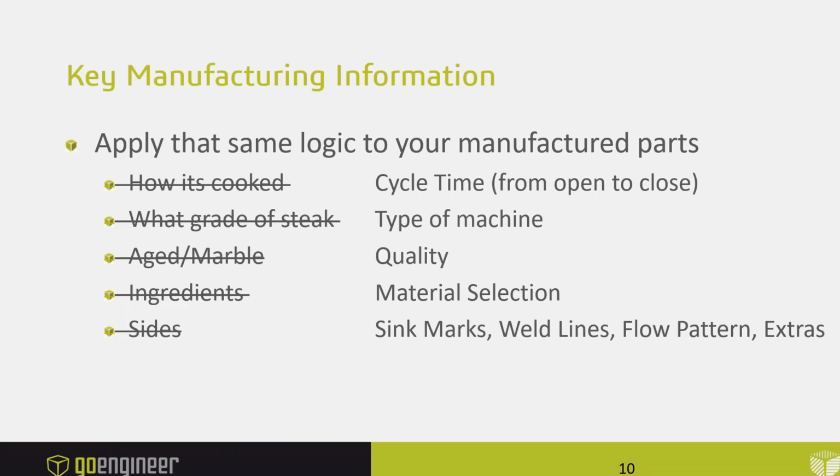So if you apply that same logic to your manufactured parts, well, instead of how it's cooked, what's the cycle time? And why is the cycle time important to me? Well, how many parts can you make an hour? How much does it cost for that machine to run an hour, right? Furthermore, what type of machine does it have to run on, right? Instead of the grade of steak, what grade of machine? So you could imagine that a 40-ton machine would cost significantly less than a 400-ton machine, and so on, right?